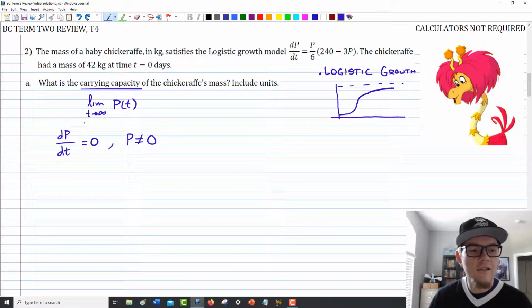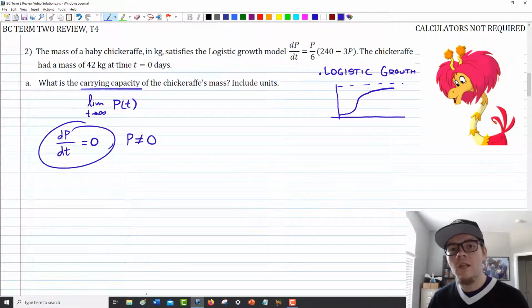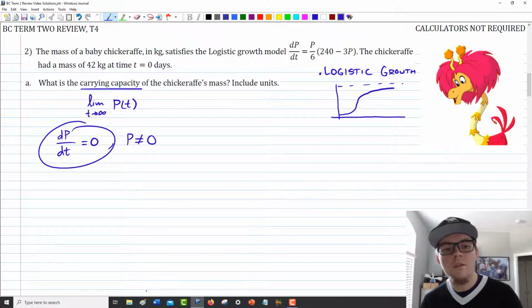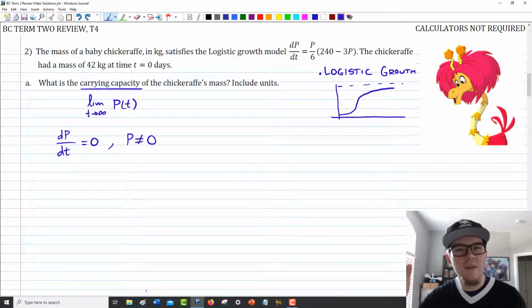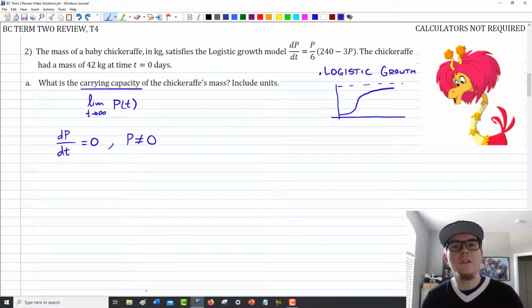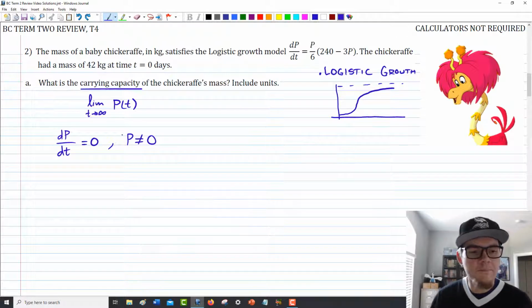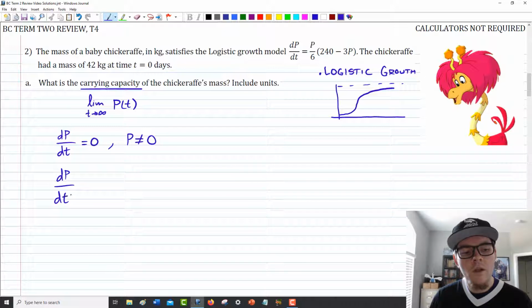This is us literally asking for what population is the growth rate flat. So in this case, we're trying to figure out sort of what the largest mass is for this particular chick giraffe, but whatever the case. So looking on here, if we want to set dp dt equal to 0, we take a look. We see we have p over 6 times 240 minus 3p.